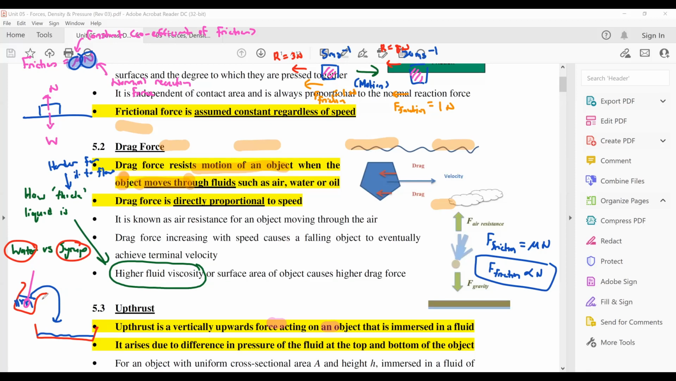So drag force is related to how thick the liquid is, or the fluid viscosity. The thicker it is, the harder it is for you to move. The harder it is for the liquid to flow, the more force you need to exert to move through it. That's why your drag force is higher, because it is opposing your motion through the fluid. Another thing is that the surface area of the object will cause a higher drag force.